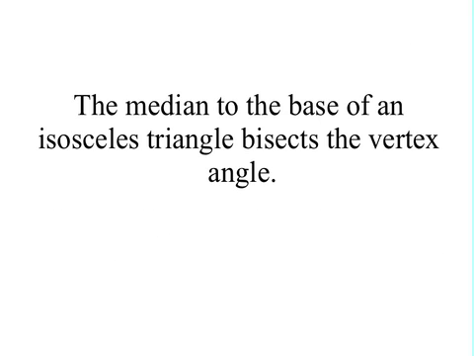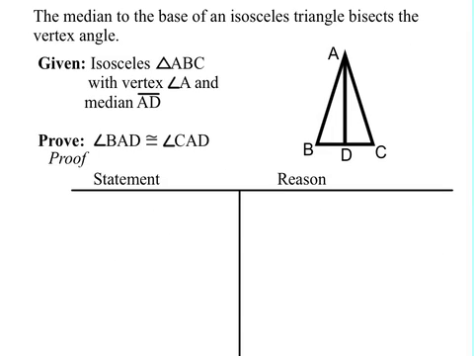And we'll do one sample problem that uses some of the theorems, definitions, and postulates that we've looked at recently. We're going to prove that the median to the base of an isosceles triangle bisects the vertex angle. So here's the setup for that proof. We have an isosceles triangle with a median drawn from the vertex angle A down to the opposite side, which is called the base.